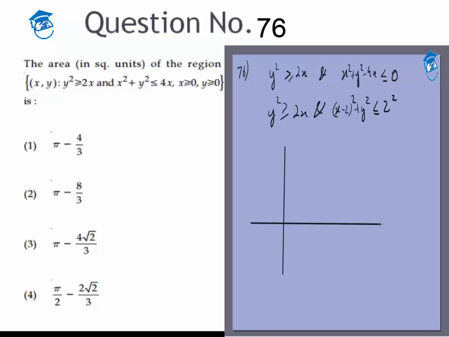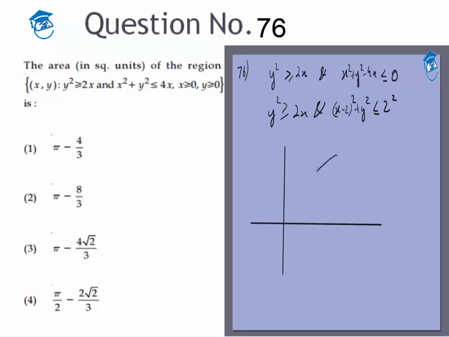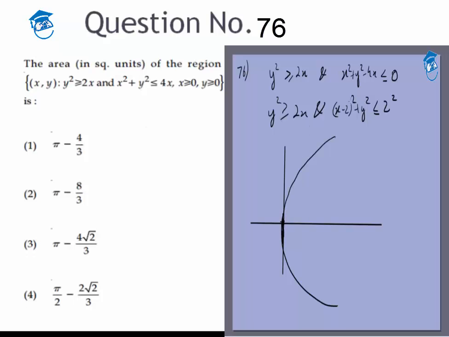So the first one, y squared is equal to 2x, is just a parabola like this. I apologize, my drawings might not be that great. So this is the parabola. This is just the origin, it touches the origin. And this is a circle with center at (2, 0) and radius of 2 units. So this circle will be something like this.